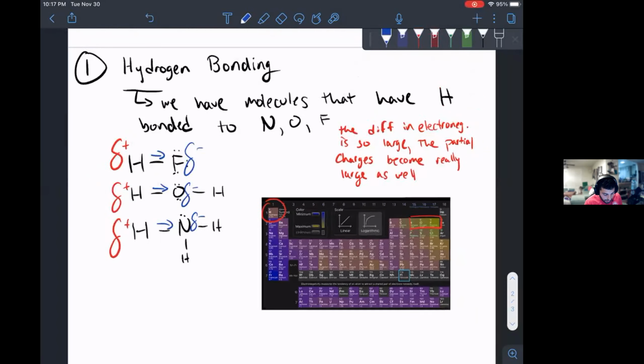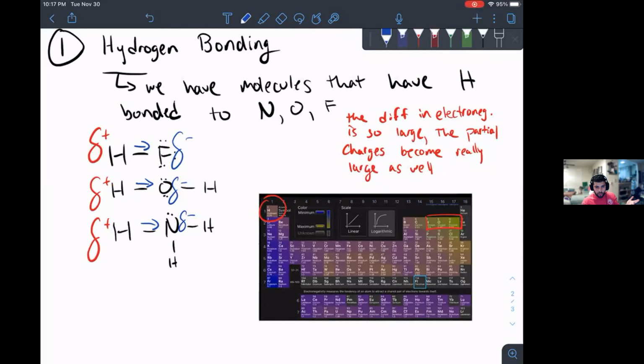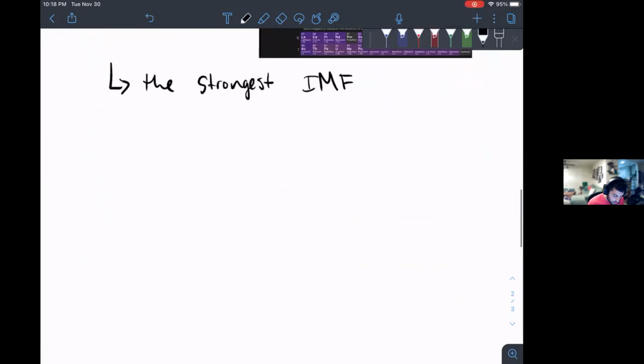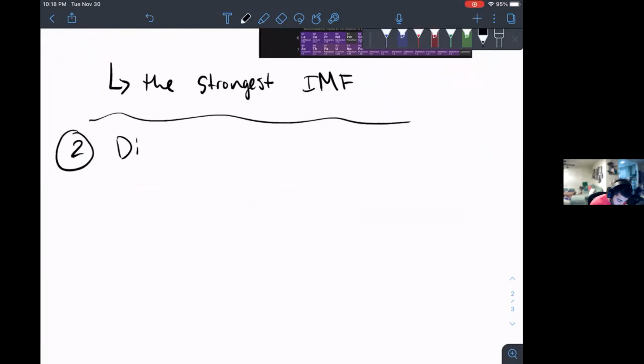So this is important because if we have a larger charge, we have a larger force. Therefore, hydrogen bonding is also the strongest IMF, the strongest intermolecular force. So we're going to go down to our next one, number 2, dipole bonding.